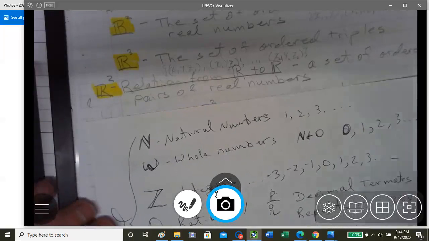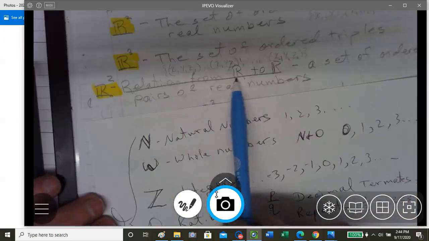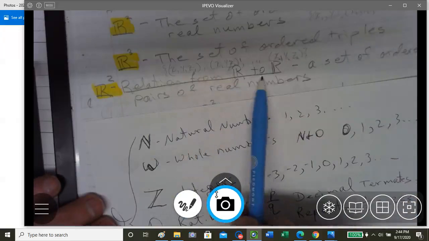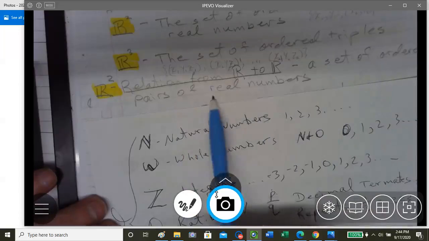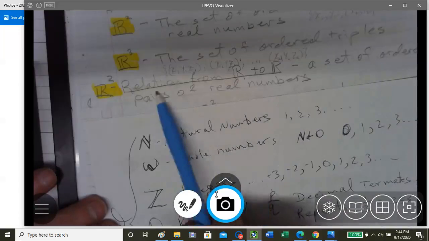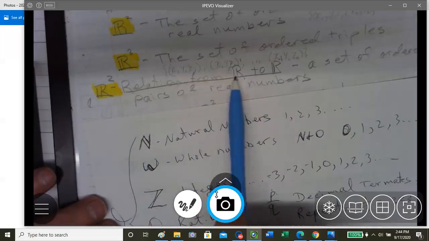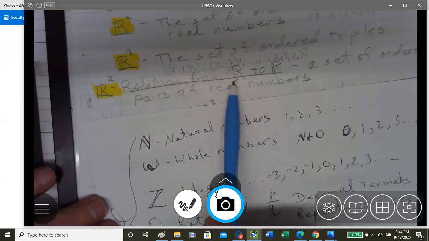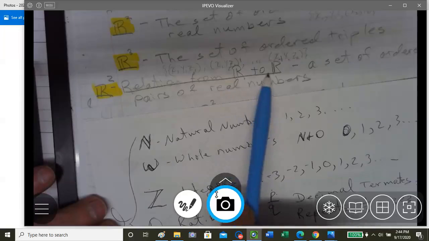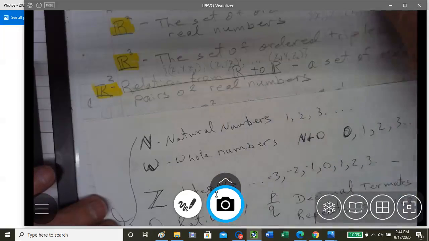Relation. A relation from R, a real number, to a real number is a set of ordered pairs of real numbers. When we say R squared, a relation from R to R, it means x is the input, y is the output. Real numbers go in, real numbers go out of the function.